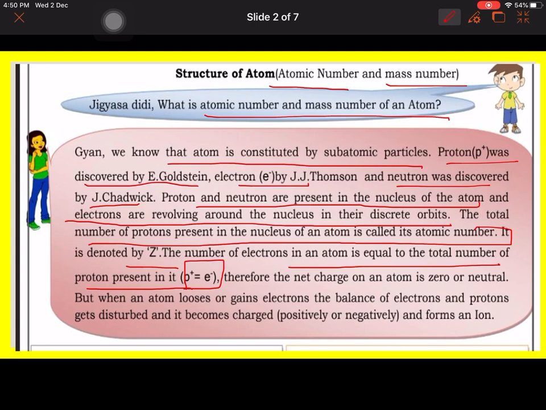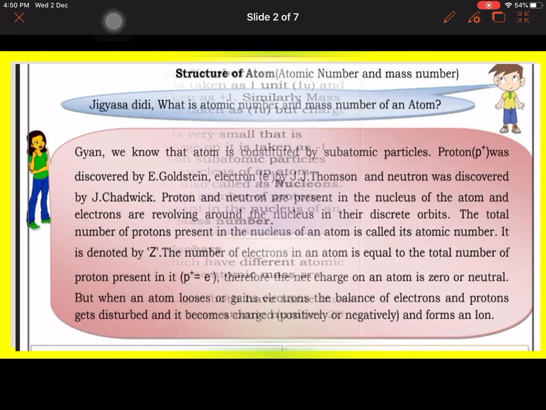Therefore the net charge on an atom is 0 or neutral, but when an atom loses or gains electrons, the balance of electrons and protons gets disturbed and it becomes charged and forms an ion. So if an atom loses or gains electrons, then the balance of the atom changes and they form ions, positive and negative, as per losing and gaining.